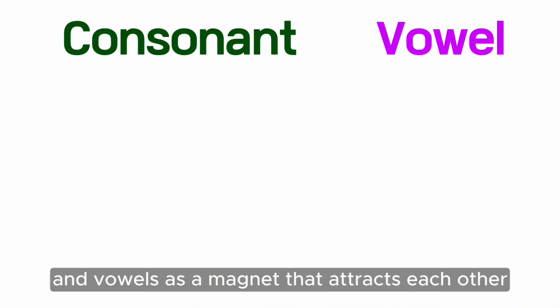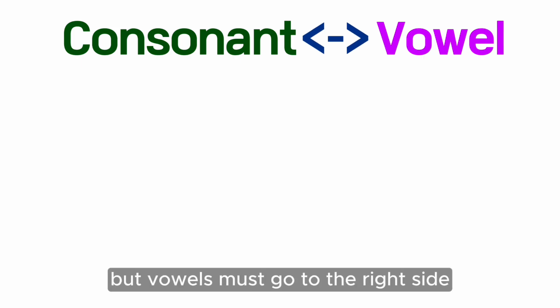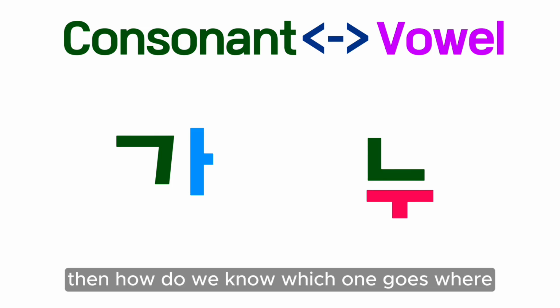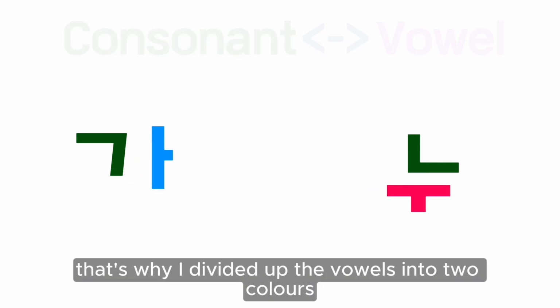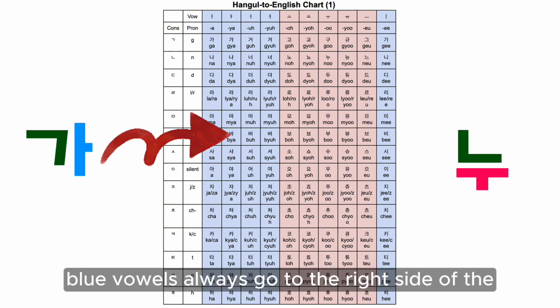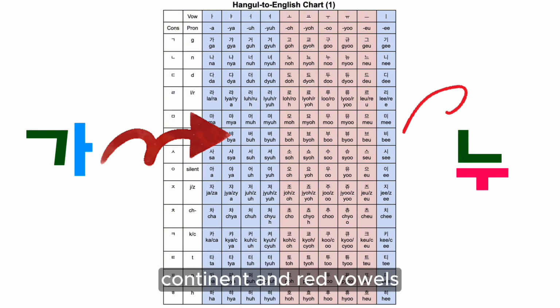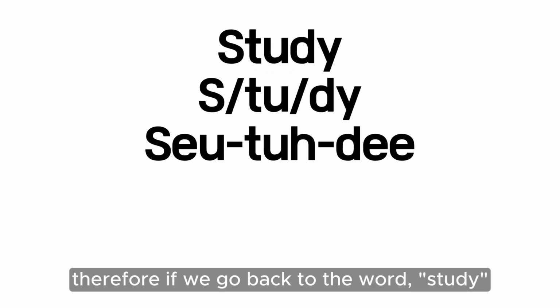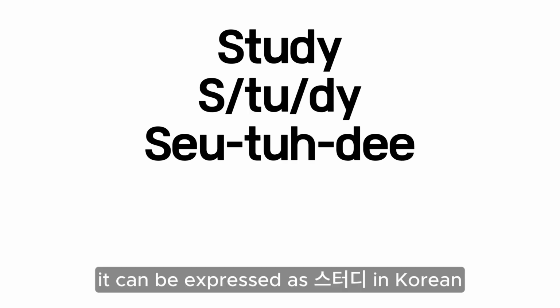Then how do you actually write a letter? For now, since we are learning basic-level Hangul, just think of Hangul consonants and vowels as magnets that attract each other, but vowels must go to the right side or under the consonant. Then how do we know which one goes where? That's why I divided the vowels into two colors, blue and red. Blue vowels always go to the right side of the consonant, and red vowels go under the consonant. Therefore, if we go back to the word study, it can be expressed as study in Korean.